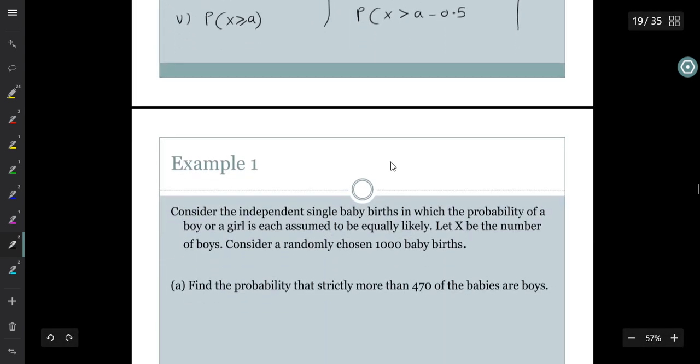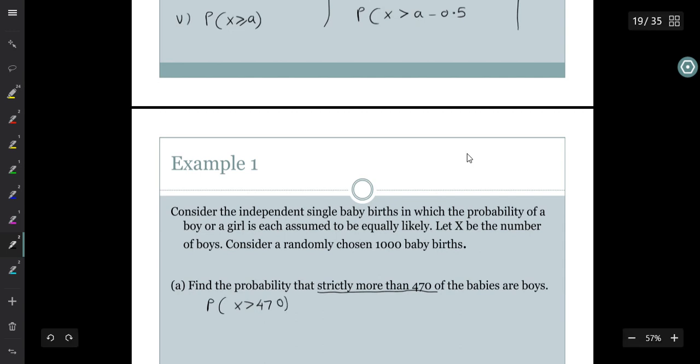Okay, so here's our first example, the binomial approximation. Consider independent single baby births in which the probability of a boy or a girl is each assumed to be equally likely. When you see equally likely, that means it is 50%, 50%, or 1 over 2, 1 over 2, 0.5, 0.5. So the total probability 1 is equally divided among the two cases, boys or girls. Let x be the number of boys. Now our success event is defined as the number of boys. Now suppose you randomly choose 1000 baby births. You want to find the probability that strictly more than 470 of the babies are boys. So what is that? Probability x greater than 470, strictly more than, that means no equal sign.